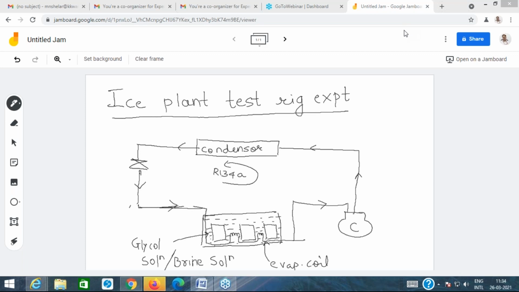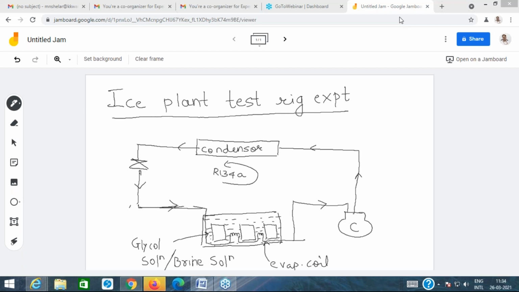We are here to discuss the experimental and analytical portion of the ice plant test rig. In the video on the ice plant test rig, we had seen the actual setup in our lab, wherein the practicals are conducted. In this lecture, I would be explaining the analytical portion. I would touch upon the experiment again in brief, the procedure, and then concentrate more on the calculation part, observations and calculation.